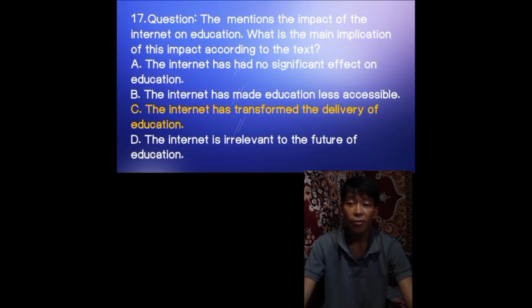So the correct answer for number 17 is letter C. The internet has transformed the delivery of education. Justification: it explicitly states that the internet has drastically changed the way education is delivered.